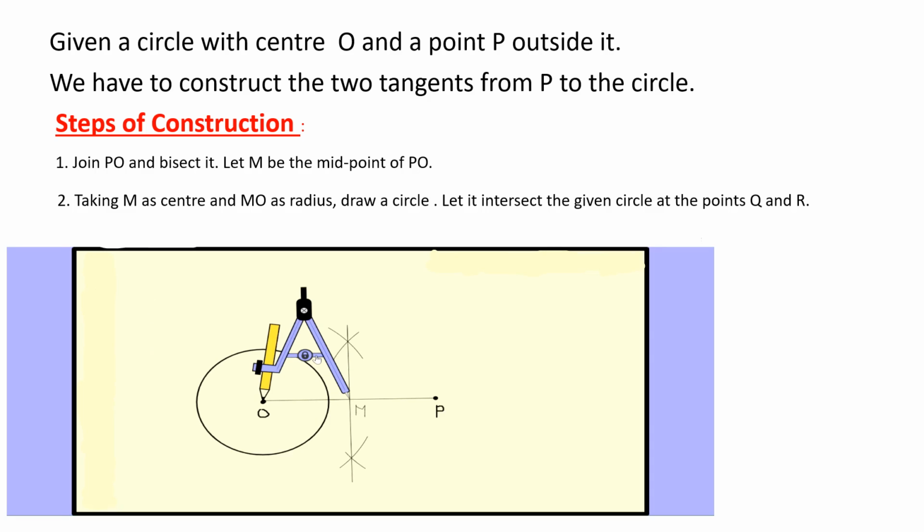Now second step is you have to take M as the center and MO as the radius and draw a circle. M as the center and MO as the radius. When I say MO as the radius, MP is also the same length. So M should be the center, drawing the circle. Now this new circle is intersecting the given circle at 2 points, right? Those 2 points we will mark as Q and R.